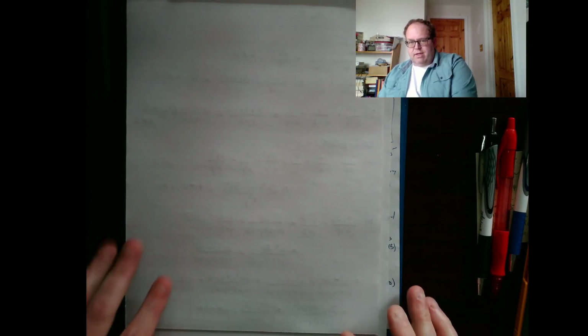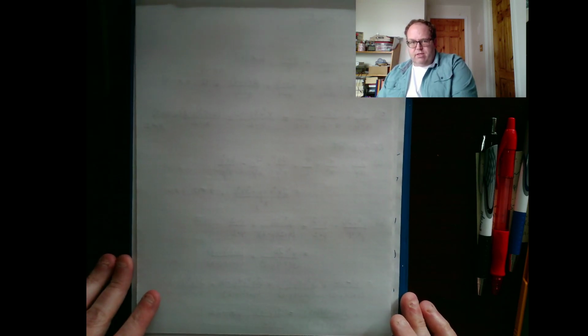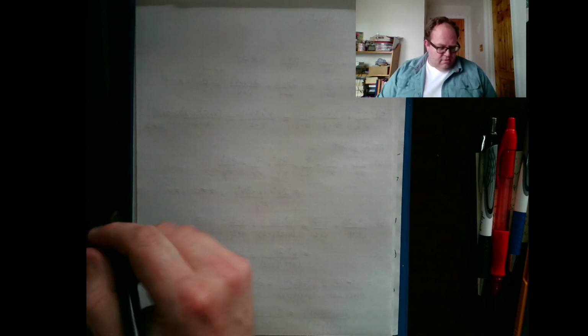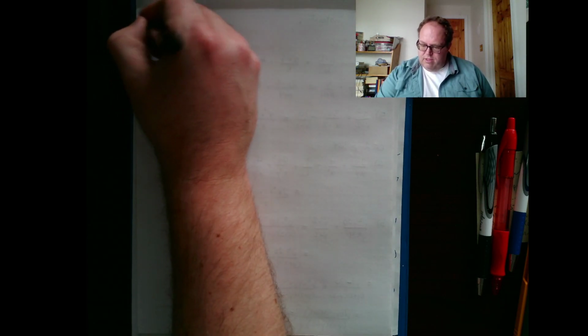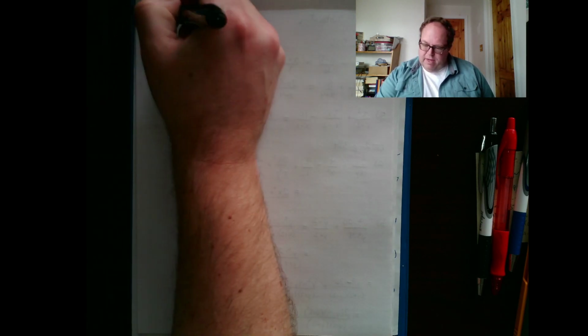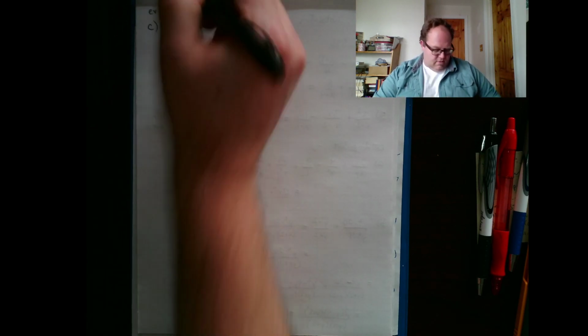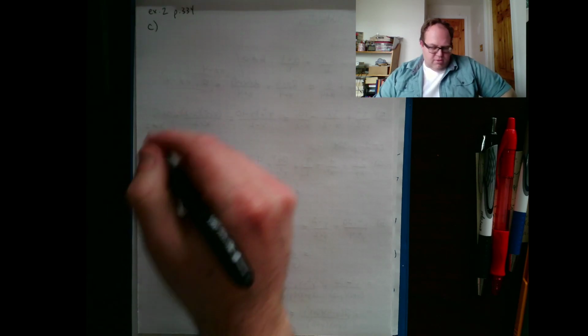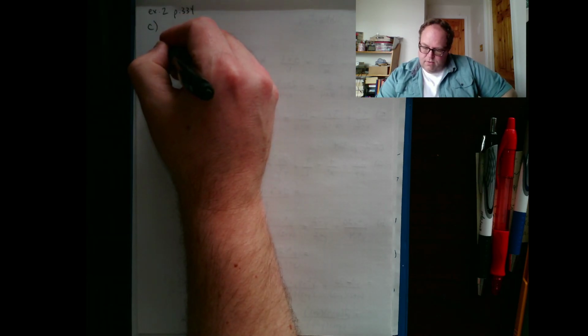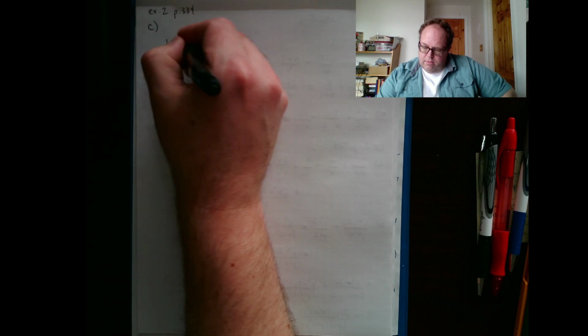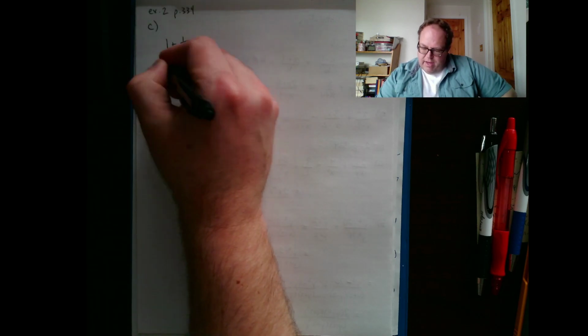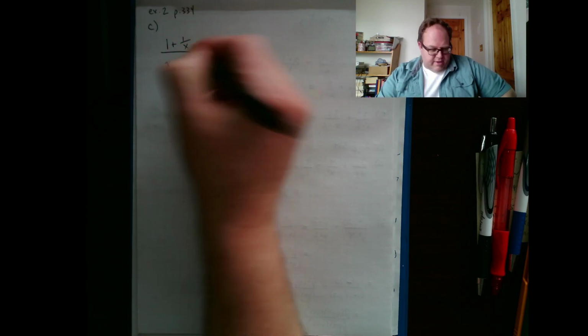I'll do one more example, and it's the sort of example that people first look at and scream and try to run away. But it's not too bad if you follow along the rules of math. And this is part C from that same example, so this is still example 2 on page 334. And example C has us combining 1 plus 1 over x divided by x minus 1 over x.